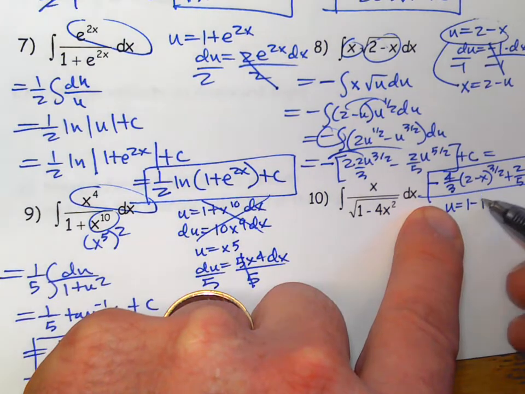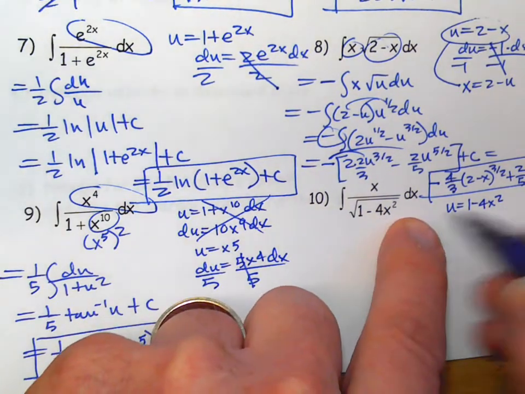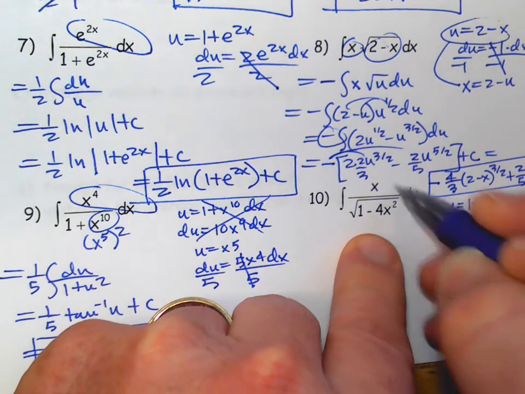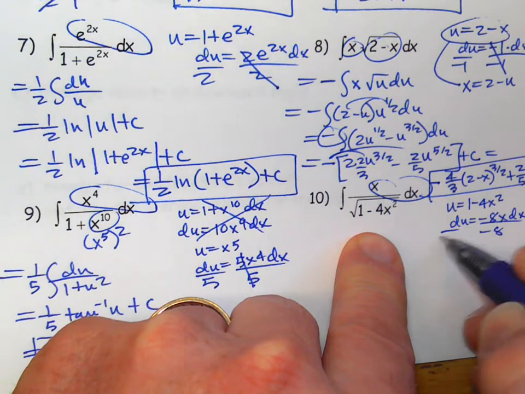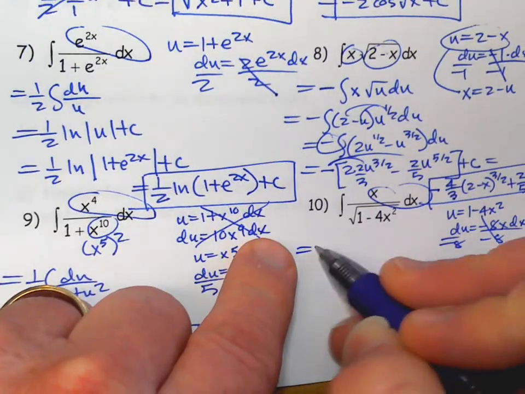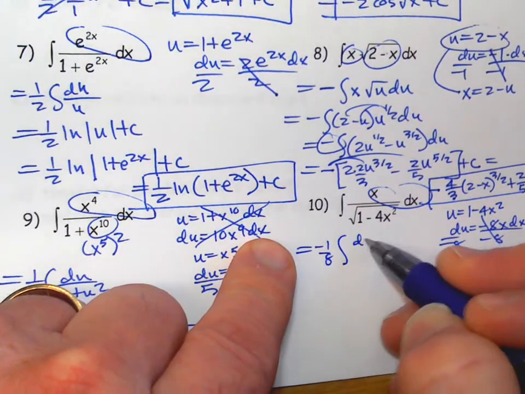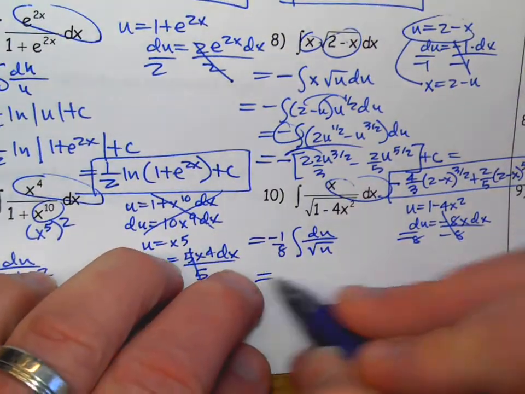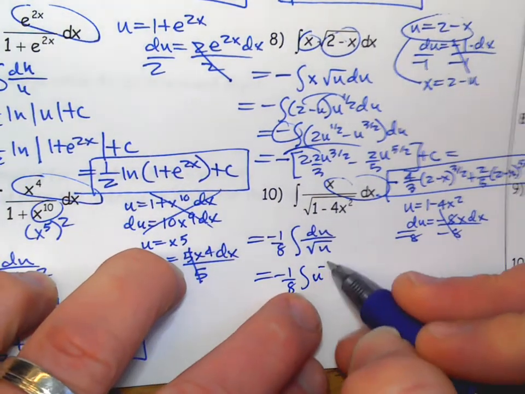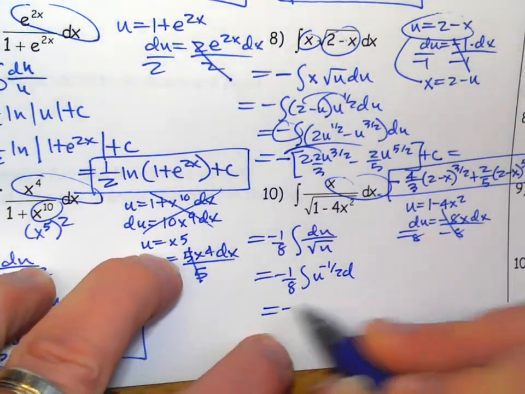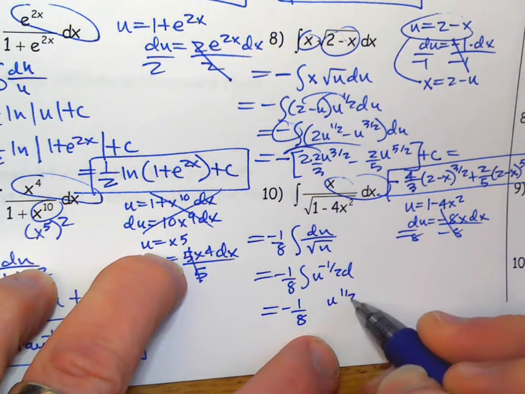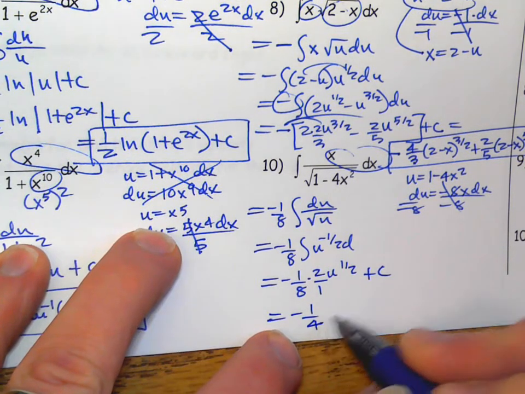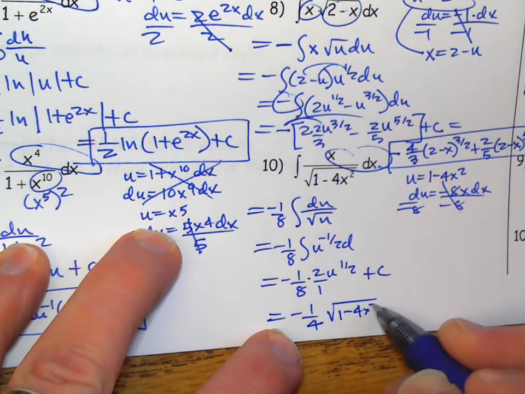Okay, next one, you might say, oh, that's going to be inverse sine. Let's just try the whole denominator. Some people, let's just do the 4x squared. No, do the whole denominator. And it works because I want x dx. Negative 8 is an easy fix. Divide both sides by negative 8. So I rewrite this negative 1/8 du over the square root of u. Okay, so it's negative 1/8 u to the negative 1/2 du, negative 1/8 u to the positive 1/2 divided by the new exponent plus c. Final answer, negative 1/4 square root of 1 minus 4x squared plus c.